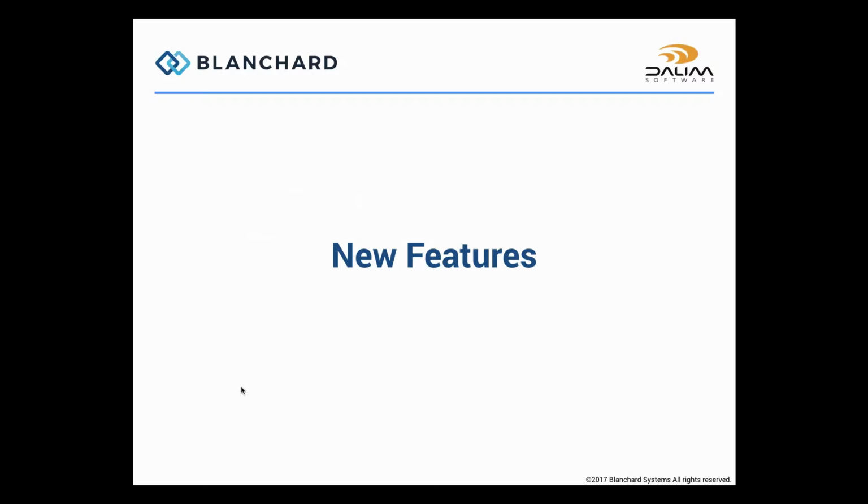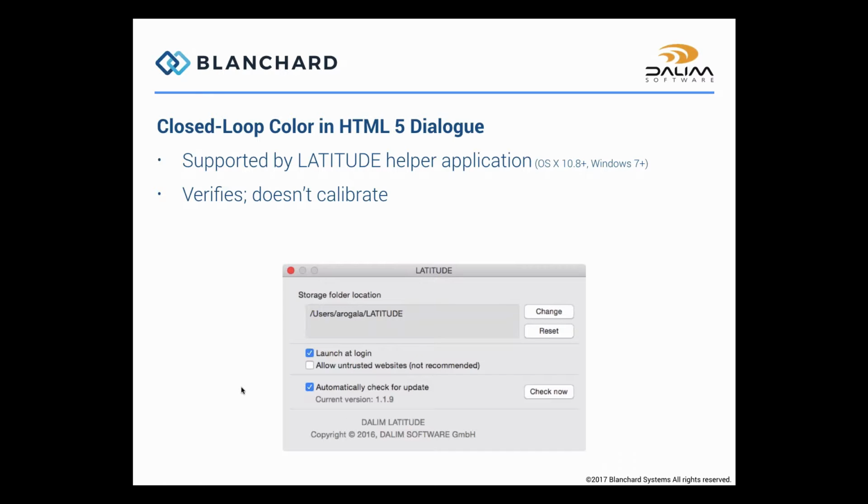In addition to those general enhancements, there are also some wholesale new features in this most recent release of Twist and ES. One of the biggest in ES is closed-loop color is now supported in HTML5 dialog. In previous versions, you had to manually upload your user profile just because HTML5 dialog doesn't have the same access to your local file system and computer as the Java version did.